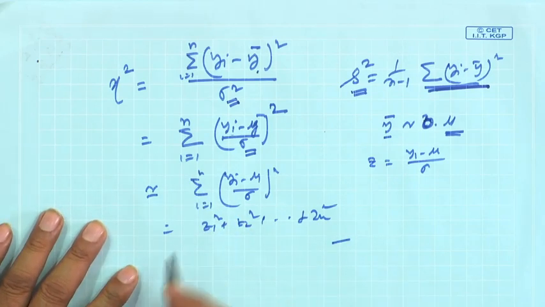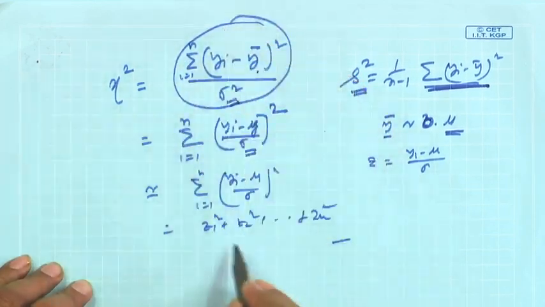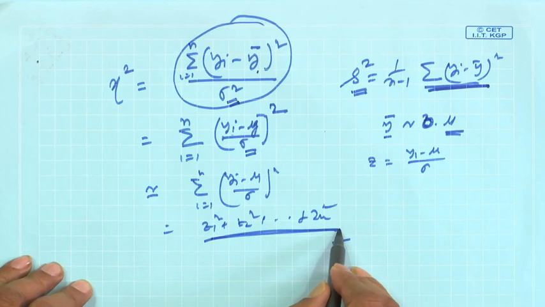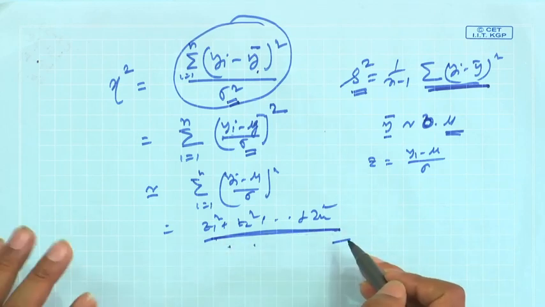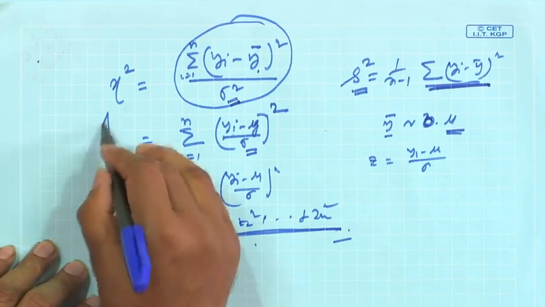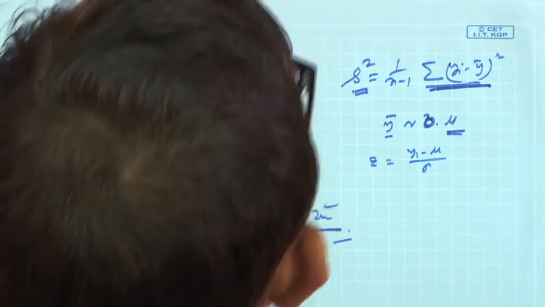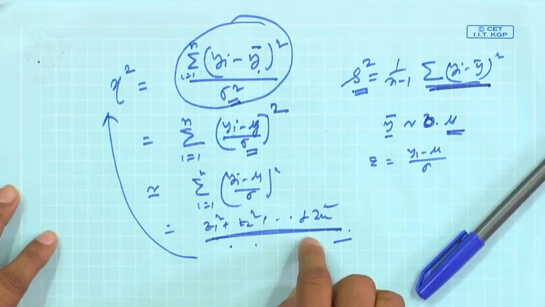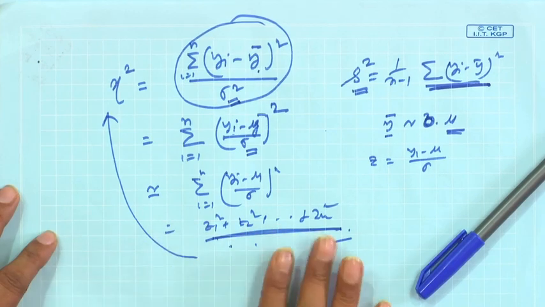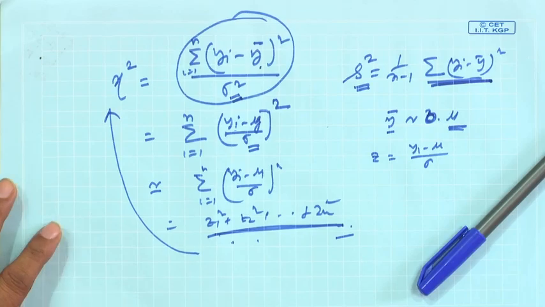So, what happened then? This is a quantity which can be approximated as the sum of the squares of unit normal variables, and then it will be a chi square distribution. So, if you create a statistic and find that this statistic is nothing but the sum of the squares of unit normal variables, then that statistic will follow a chi square distribution.